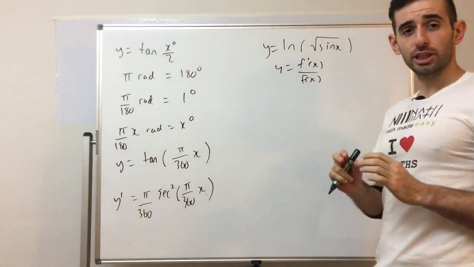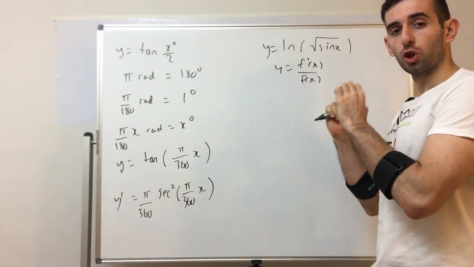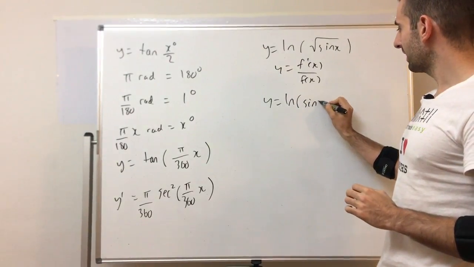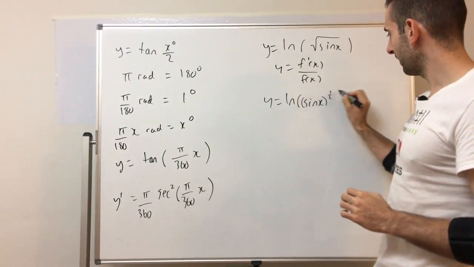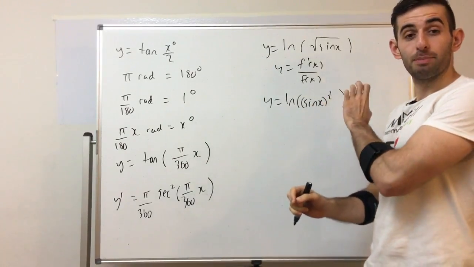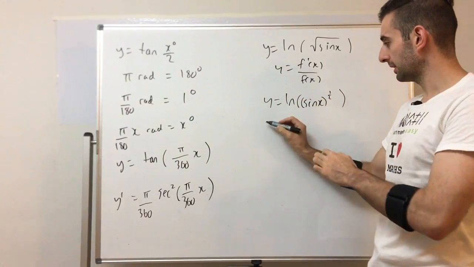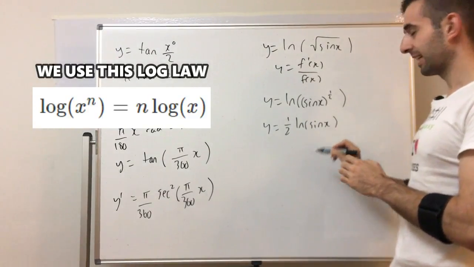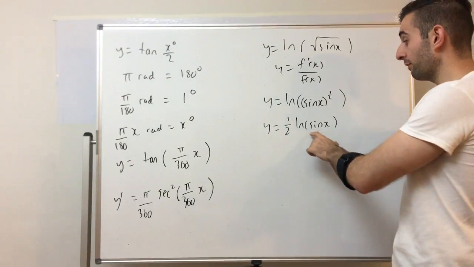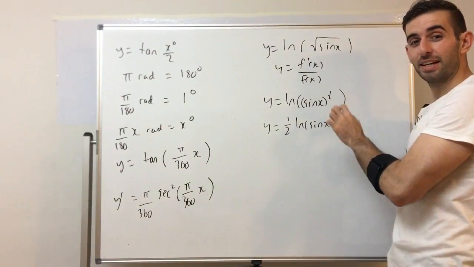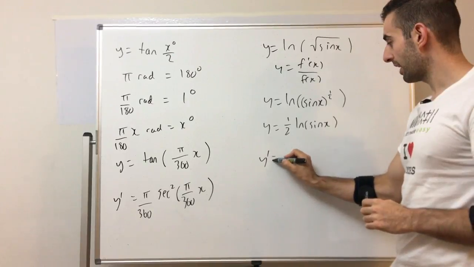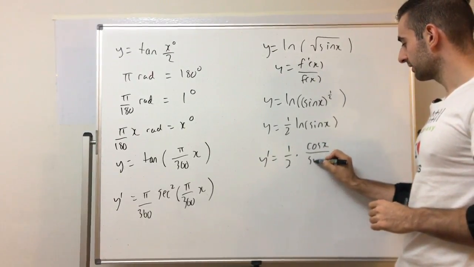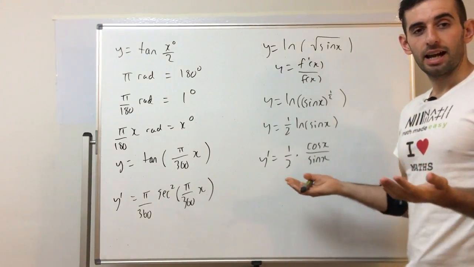But here's the trick. When we're differentiating with logs, always look out to use log laws, because the square root of sin x can be written as sin x to the power of a half. And when we have something to a power in logs, we can bring that power to the front. So now that's just half ln sin x. And look how much better that is, because all I have to do now is differentiate sin x, which is very easy. Now the derivative y dash is just a half times cos x over sin x.